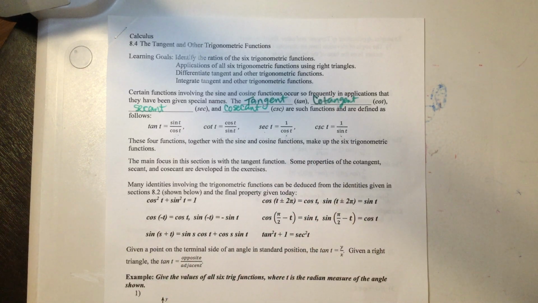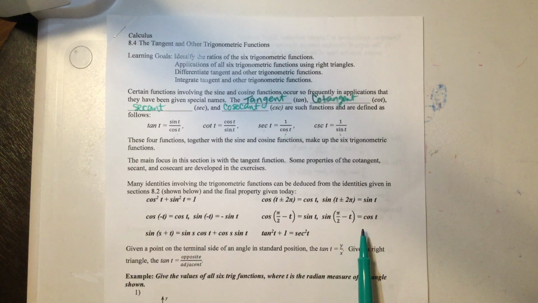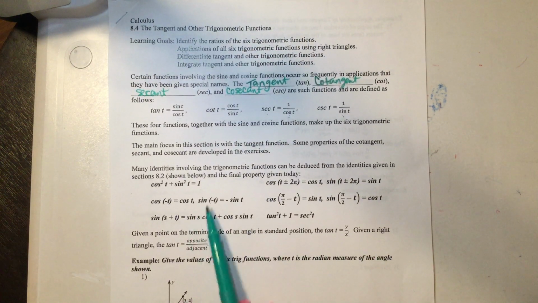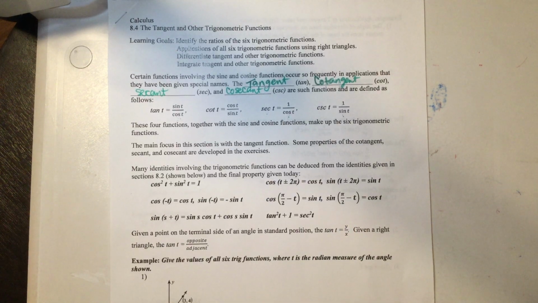So these four functions together with the sine and the cosine make up all six trig functions. The main focus in this section is looking at the tangent. However, we will visit the cotangent, secant, and cosecant in some of the exercises. Now remember, these are properties that we did see back in college trig, and they've kind of sprinkled them throughout this chapter. As we get to the very end of the notes, we will have to use some of these properties and identities to be able to move forward as we are doing antiderivatives. So that's why they're here, just to remind us that when you're dealing with trig, there are a whole lot of rules.